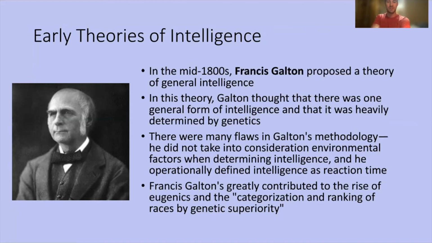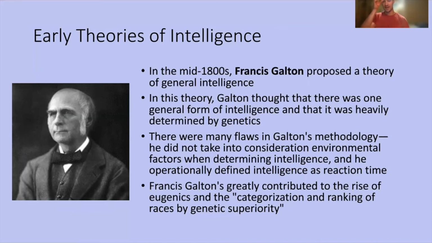So in the mid 1800s, Francis Galton proposed a theory of general intelligence. In this theory, Galton thought that there was one general form of intelligence and that it was heavily determined by genetics. So he basically thought that intelligence was a cognitive process, just like anything else that we would do. We use language, we have intelligence, we run, we walk. He wasn't really interested in figuring out what intelligence was or where it came from. He was just trying to figure out how to quantify it, or if it were possible to quantify it. And there were a lot of flaws in his methodology, and there are a lot of implications even to this day of some of his work.